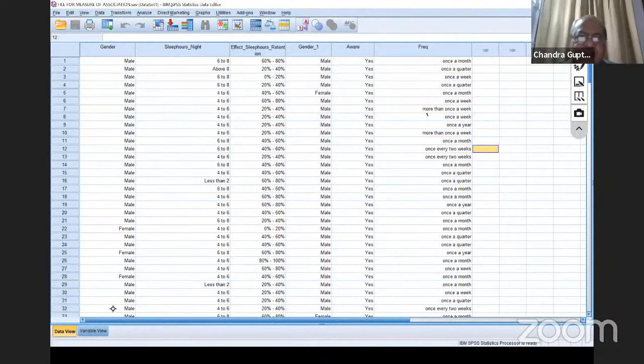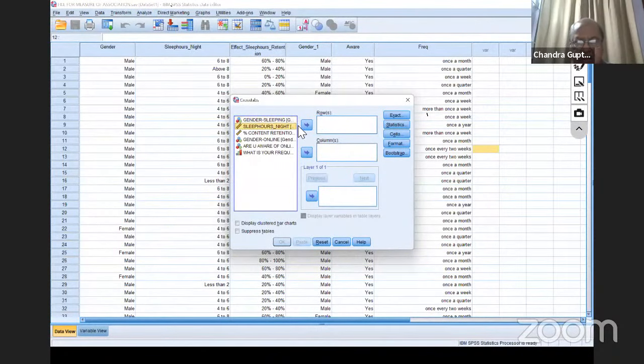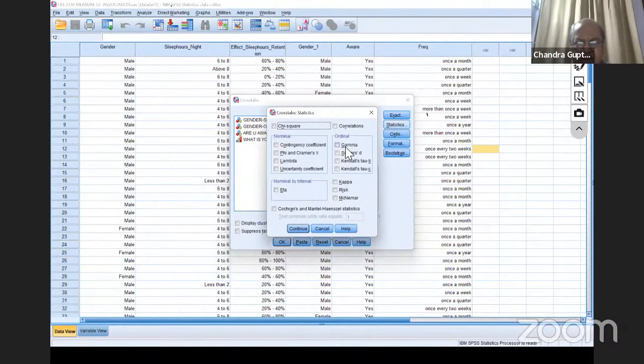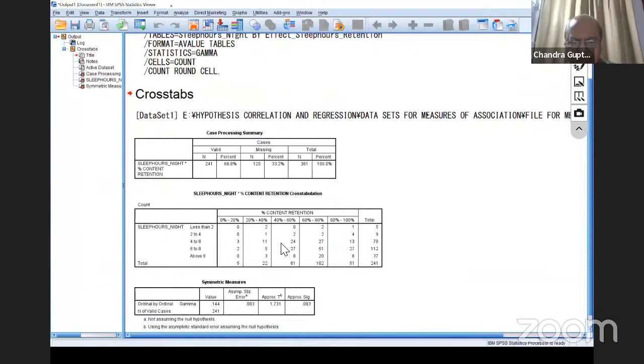Let's see how we do this. So we have sleep hours in the night and the effect of the sleep hours on the retention rate. Go to analyze, descriptive, crosstabs, sleep hours here, percent content here, statistics, ordinal by ordinal, gamma. No significant relationship. So it shows that the sleep hours which you have in the night may not have any impact on the retention rate in the class during the daytime.